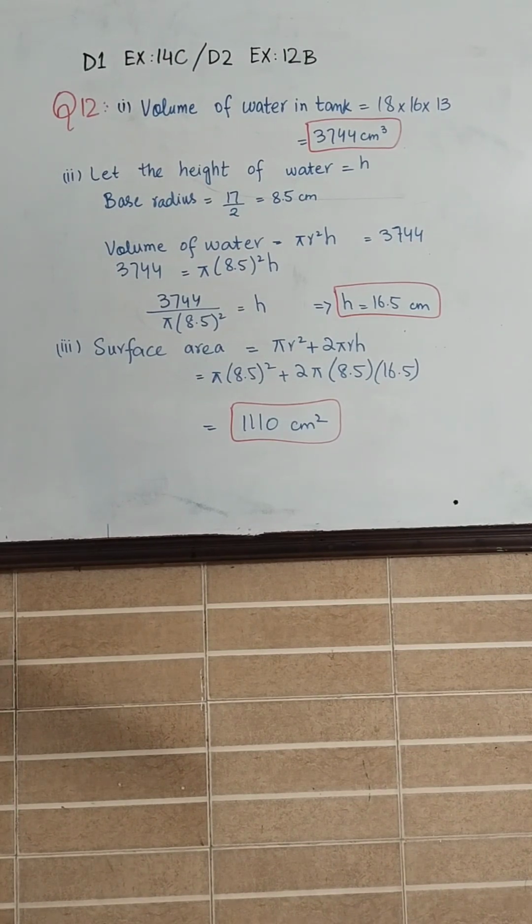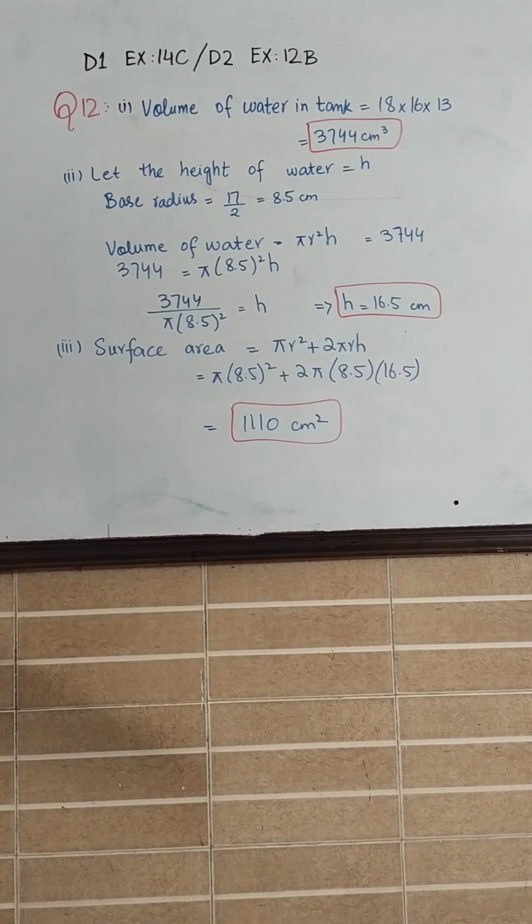Next you have to find the surface area of the cylindrical container that is in contact with the water. How to find the surface area? The formula of surface area is pi r square plus 2 pi r h. So put the values in the formula: pi r square plus 2 pi r h. You have found out the h in part 2. So put the value in the formula and you will get 1110 centimeter square, because it's the area, so the unit is centimeter square.